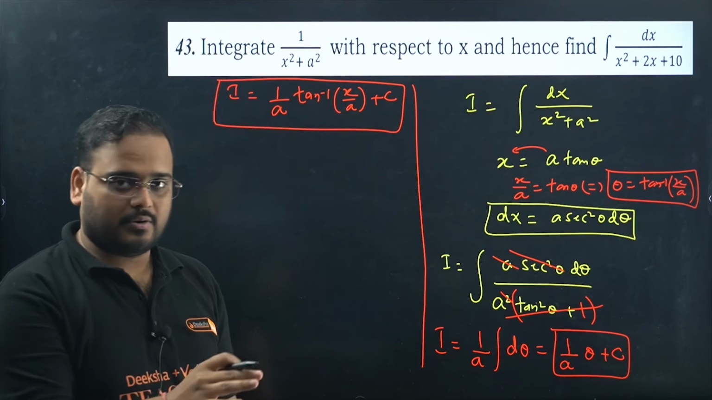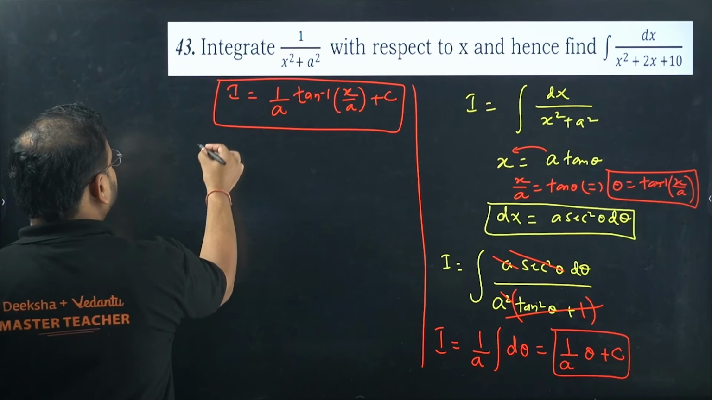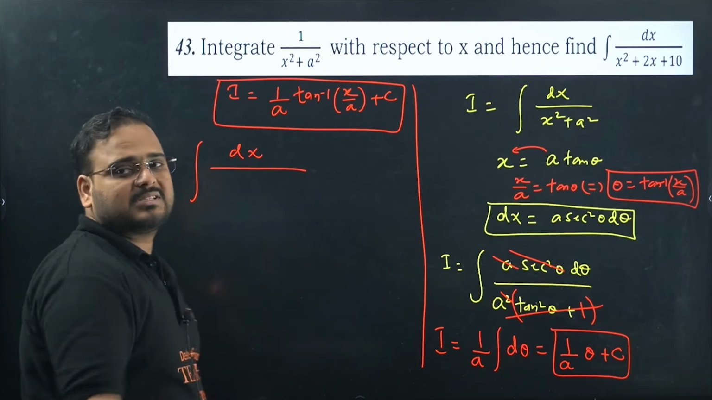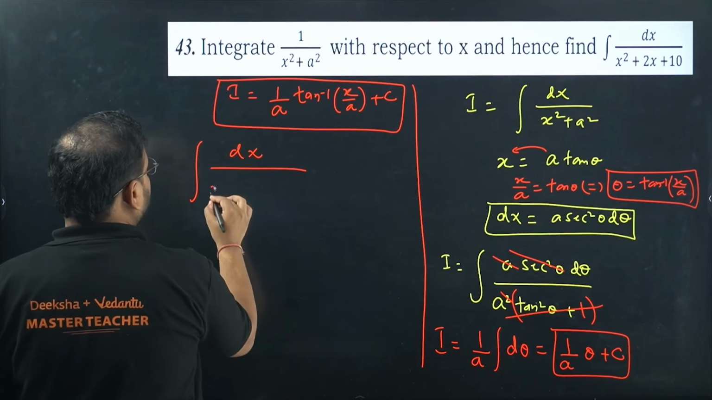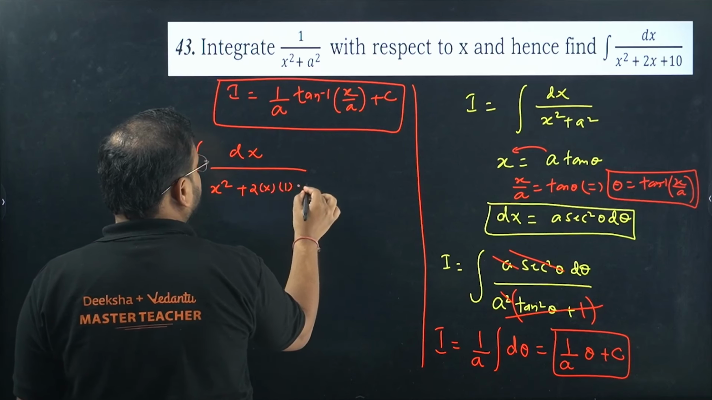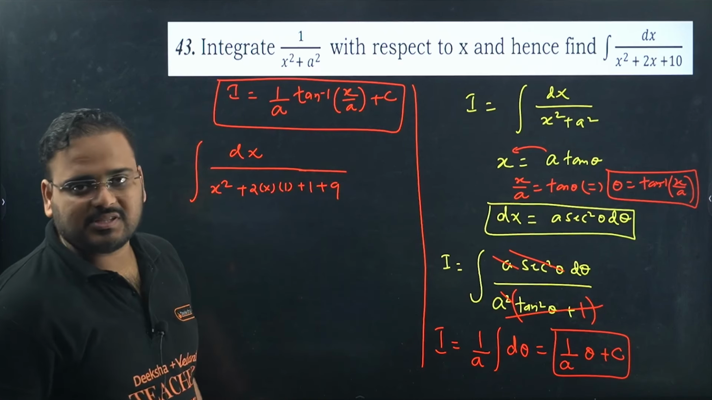This is a 5 marker, okay? We got to move on to the second part also. Let's try the second part now. Integration of dx upon x square plus 2x plus 10. Can I write it like this? x square plus 2 into x into 1 plus 1 and plus 9. I know all of you understood this very easily.